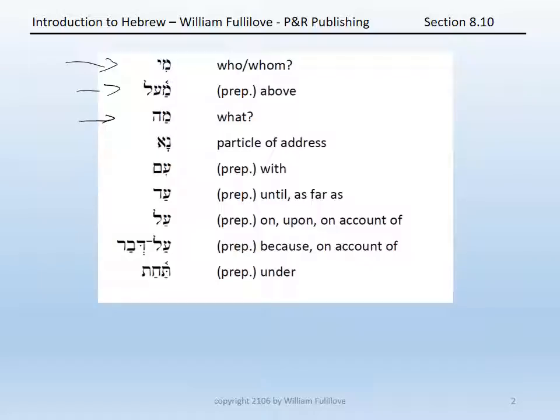Ma, the interrogative what. Na, the particle of address, often left untranslated. Im, the preposition glossed with. Ad, the preposition glossed as until or as far as. Al, on, upon, or on account of. Al davar, because or on account of. And finally, tachat, the preposition glossed as under.